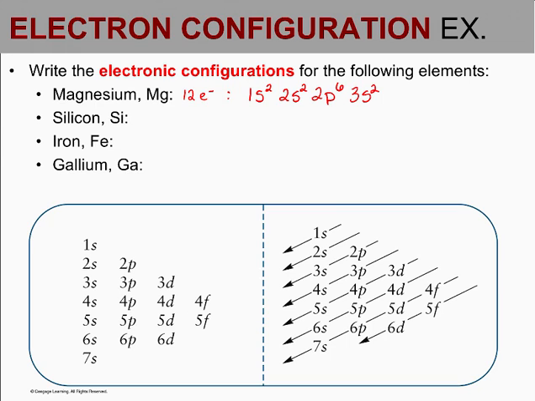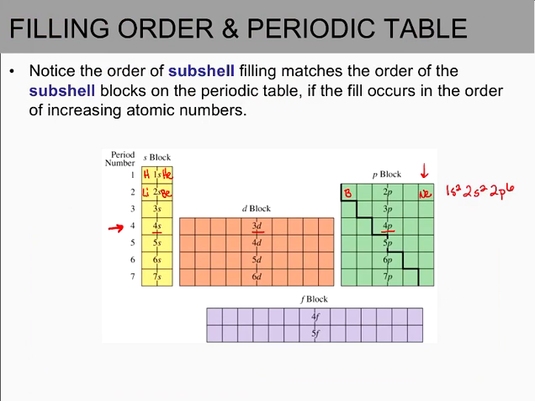Now, if we actually go back to the chart that we were just looking at, magnesium is right here on the periodic table, and you'll notice that we completely filled in the 1s block, the 2s block, the 2p block, and the 3s block.